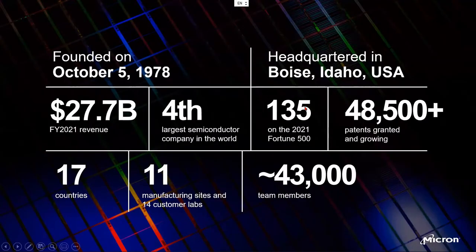So we are a $27 billion global company, the fourth largest semiconductor manufacturer in the world. And we have more than 48,000 pending patents that we have filed for. In terms of manufacturing locations and R&D, we have 11 and 14 sites respectively. So there's a lot of effort that we do on a global basis to bring the best product to help you solve memory and storage problems.